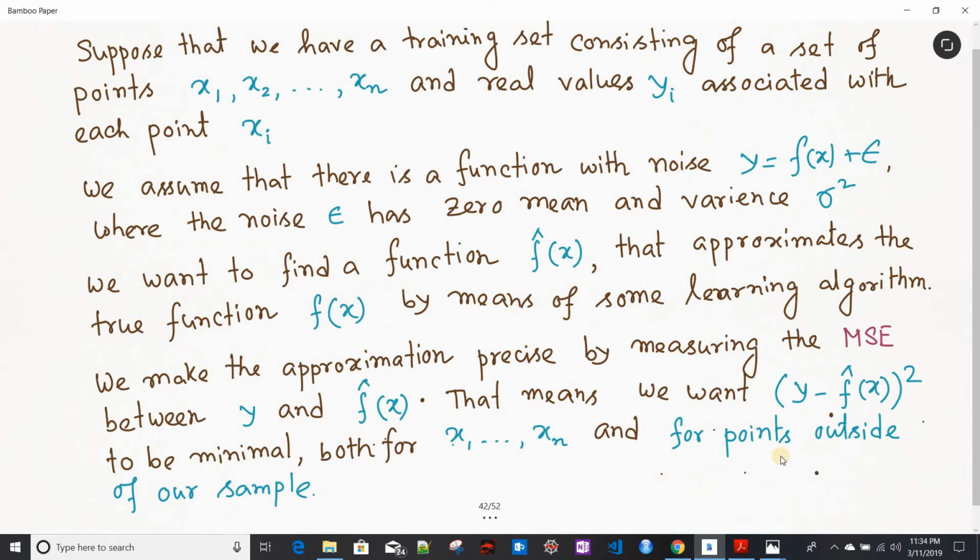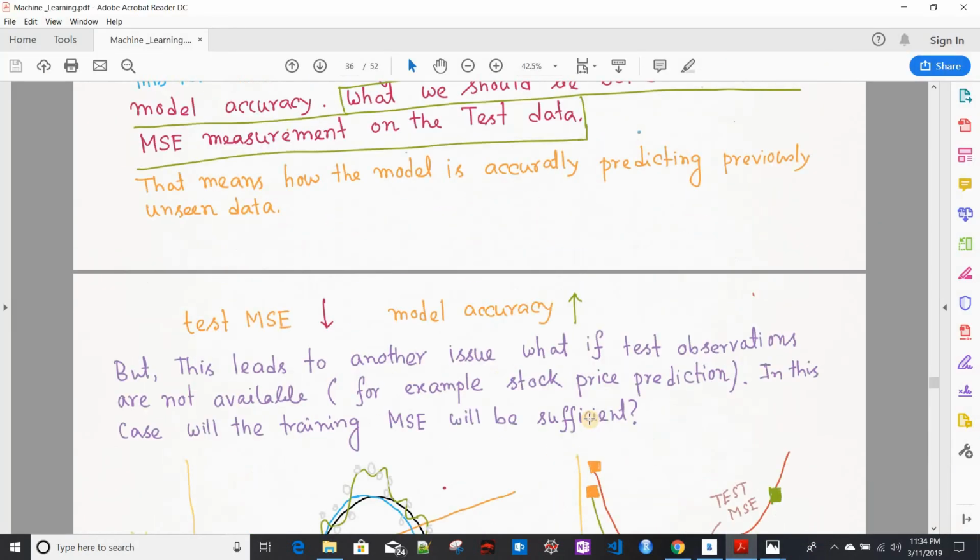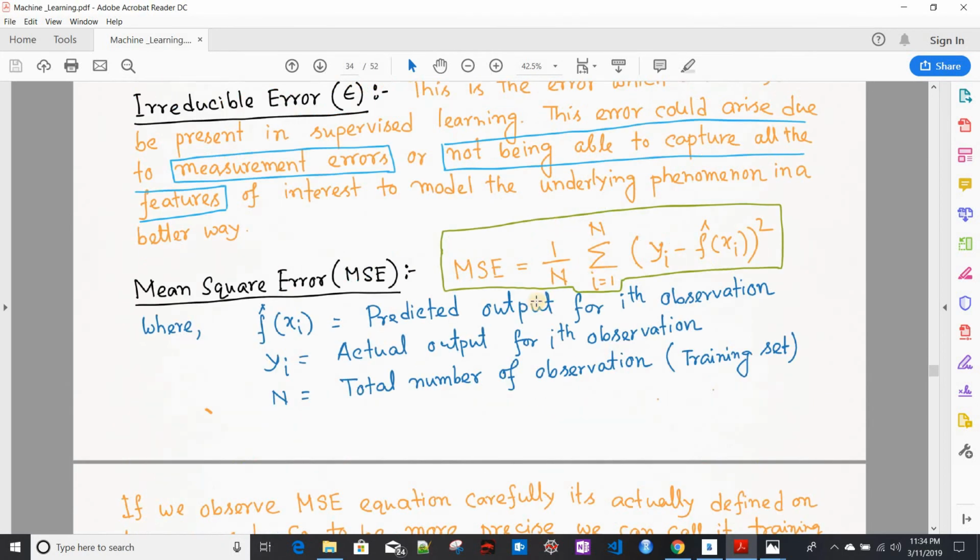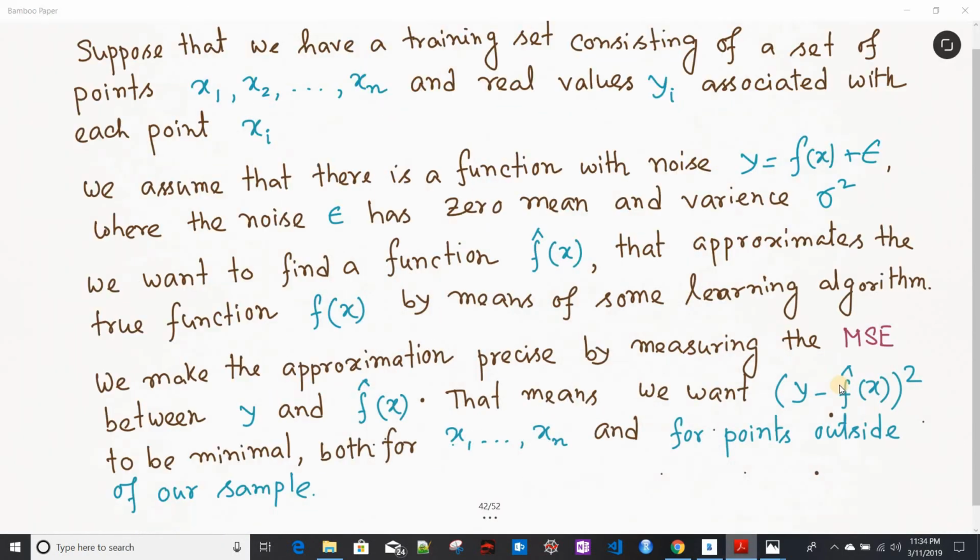When we discussed the actual MSE over here, we divided by 1 by n because we are talking about expected value, which is basically an average, ultimately approximating an average. So this MSE needs to be minimal both for our training, which we have seen is always minimal, but it has to be minimal for points outside of our sample as well, for the unseen data.